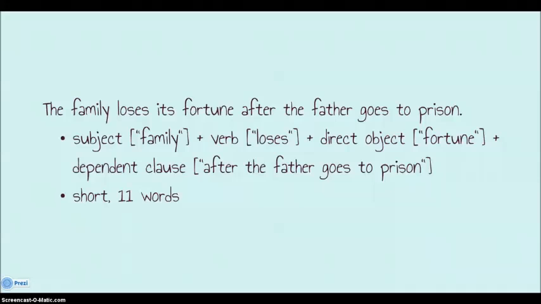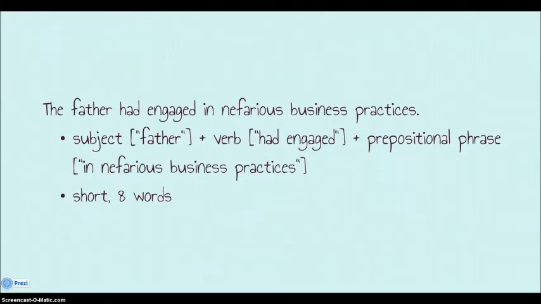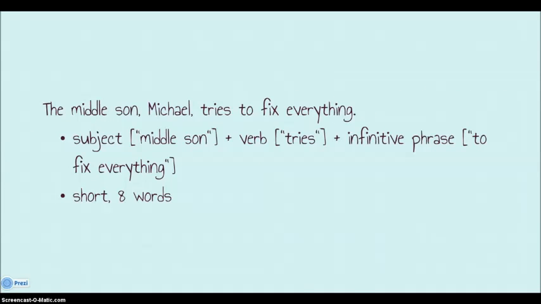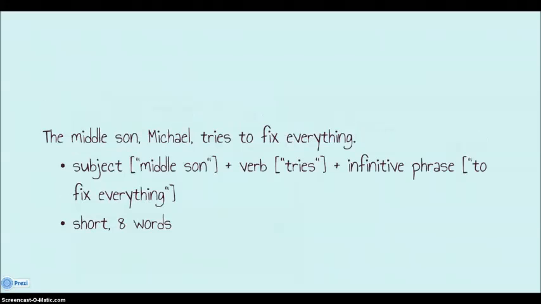And we also have this dependent clause, after the father goes to prison, but it's still fairly short at only 11 words. Moving on, we have the father had engaged in nefarious business practices. Subject, verb, we have a prepositional phrase here, in nefarious business practices, but again, the sentence is really short. It's only 8 words. Moving on, we have the middle son, Michael, tries to fix everything. Again, we have a subject, middle son, we have a verb, and we've added an infinitive phrase, the to fix everything, but the sentence is still very short, only 8 words.